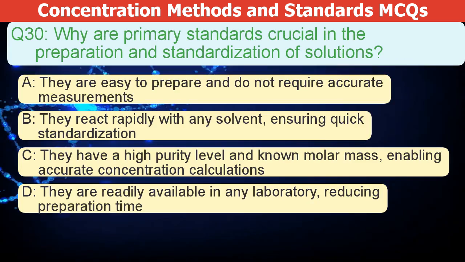Why are primary standards crucial in the preparation and standardization of solutions? A. They are easy to prepare and do not require accurate measurements. B. They react rapidly with any solvent, ensuring quick standardization. C. They have a high purity level and known molar mass, enabling accurate concentration calculations. D. They are readily available in any laboratory, reducing preparation time.